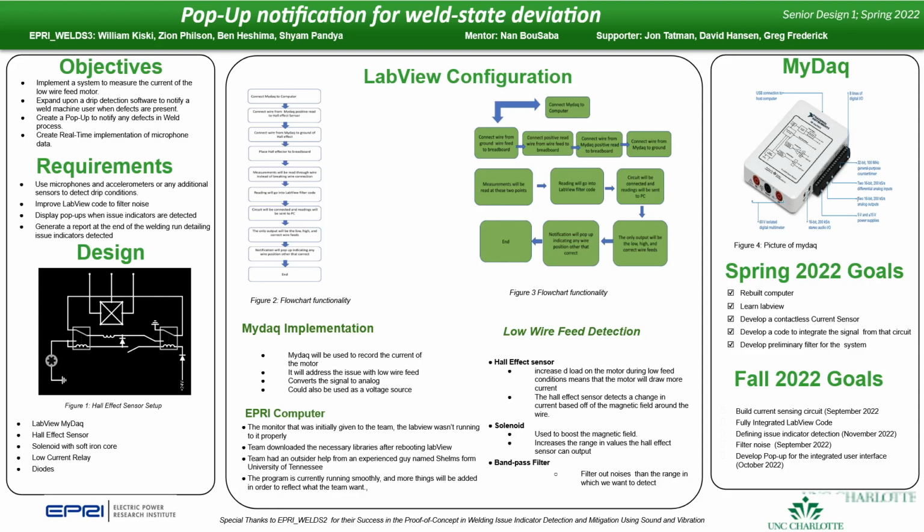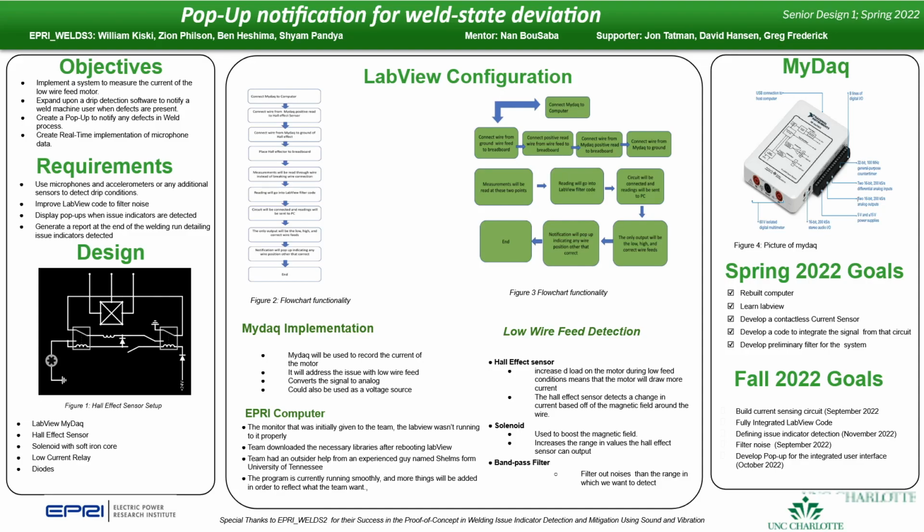Our design consists of a Hall effect sensor connected to a LabVIEW Midac that is detecting the magnetic fields around a wire, connected from a solenoid with a soft iron core. Within this, we have low current relays to be used to control where the current flow is going, as well as diodes to help control that as well.